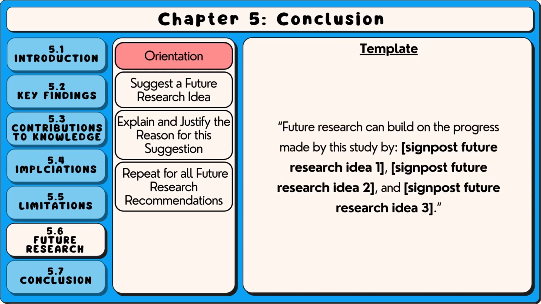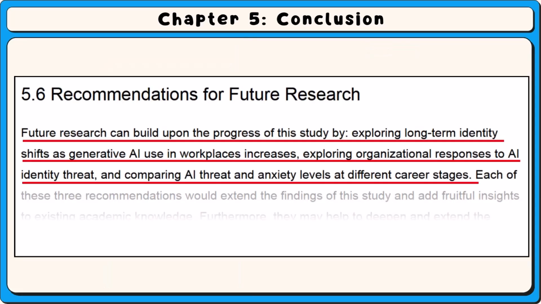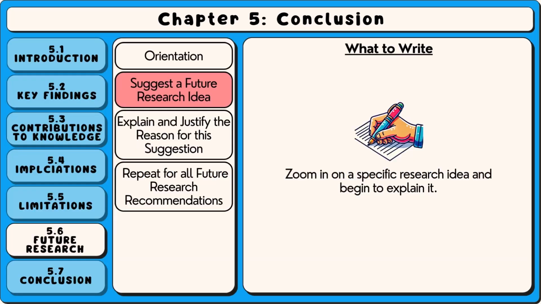Here's a template. Future research can build on the progress made by this study by Research Idea 1, Research Idea 2, and Research Idea 3. Here's an example. Future research can build upon the progress of this study by exploring long-term identity shifts as generative AI use in the workplace increases, exploring organizational responses to AI identity threat, and comparing AI threat and anxiety levels at different career stages. Next, zoom in on one of those research ideas and begin to explain it.